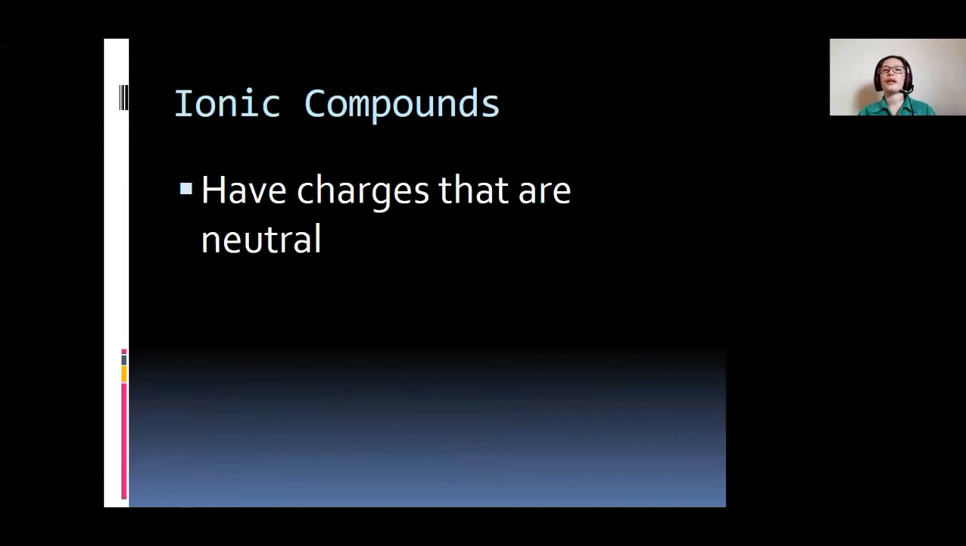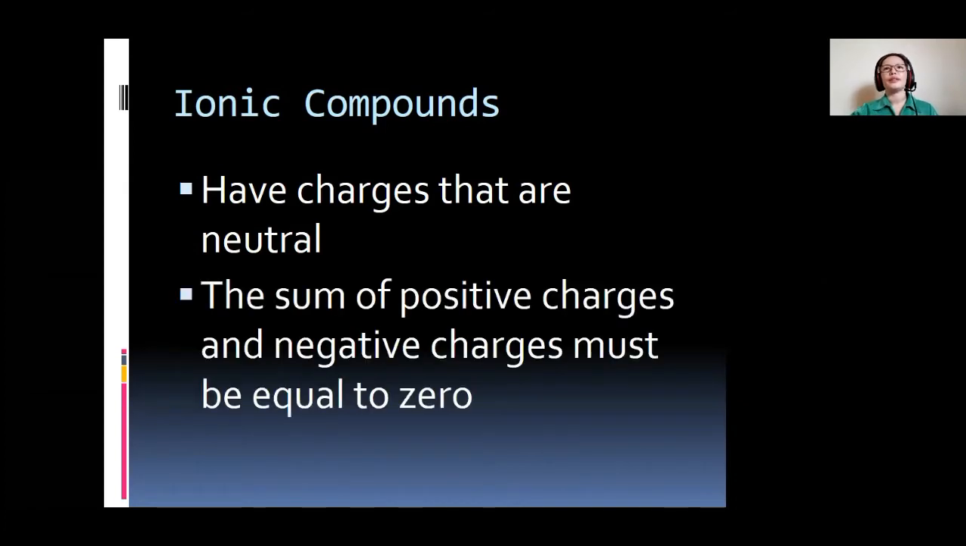Ionic compounds are compounds formed by ionic bonding. So this is the compound formed by the attraction of the cation and the anion. And in writing a chemical formula, always remember that the sum of positive charge and negative charge must be equal to 0. So they have charges that are neutral.